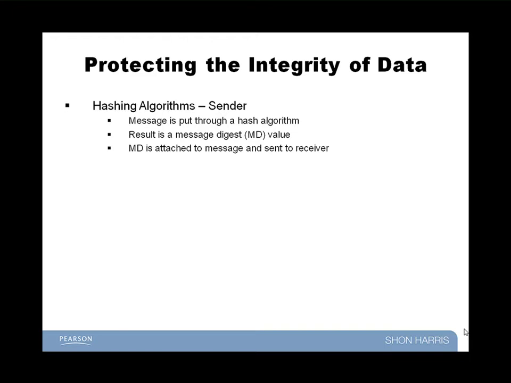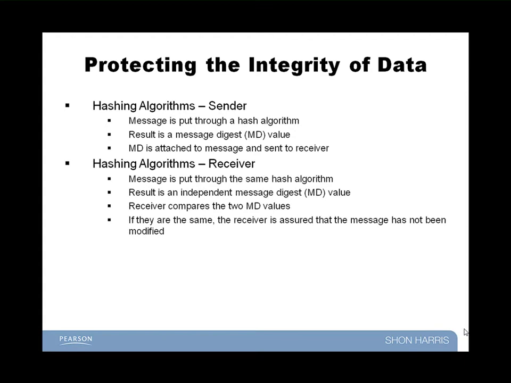Now, I'm not using a key. This is not encryption. There is no confidentiality provided. This is purely integrity. So you receive my message. You take the message and run it through the same hashing algorithm. You come up with your own independent message digest value and you compare the two. If the two message digest values, the one that I created and the one that you created, are the same, then you have the confidence that the message has not been modified before it got to you.